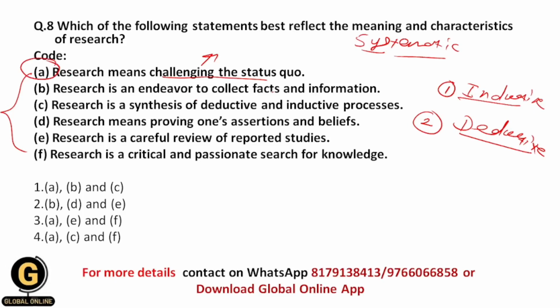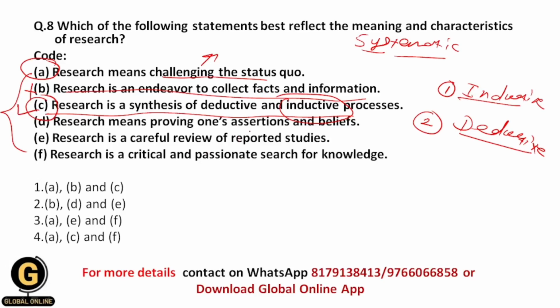Research is an endeavor to collect facts and information. So this is not always the correct meaning of research, so this is also incorrect. Research is a synthesis of deductive and inductive process, yes. As we have seen that research involves deductive and inductive processes. Deductive means that we already have a theory, and based on that theory we think about the hypothesis that we can test. And what about inductive? Inductive is a process in which research can be done on specific observation, okay, to form a generalized theory. So this is inductive. So these processes come under research, and that's why this is also correct.